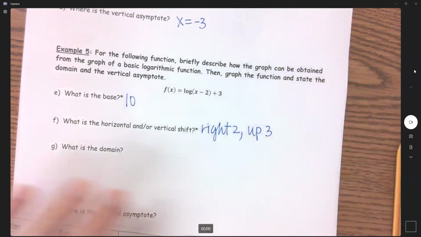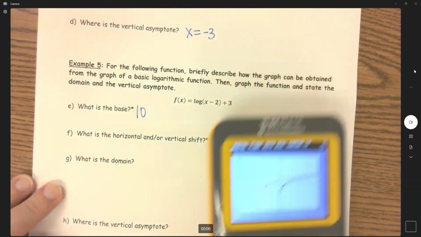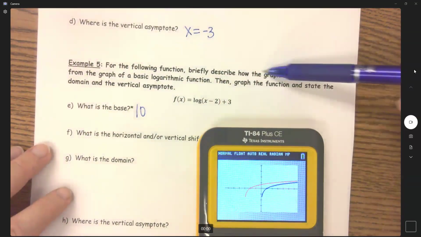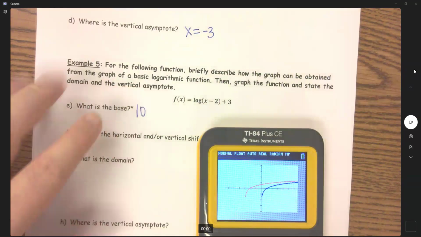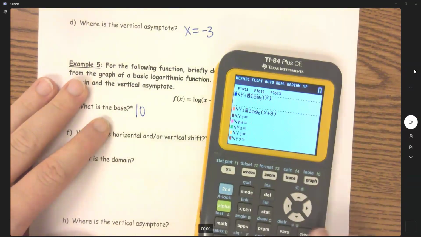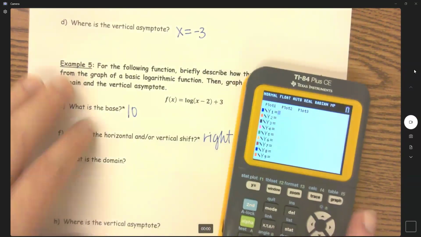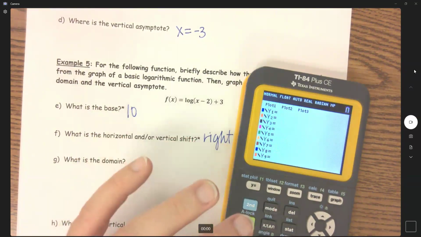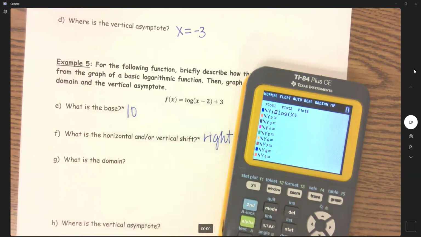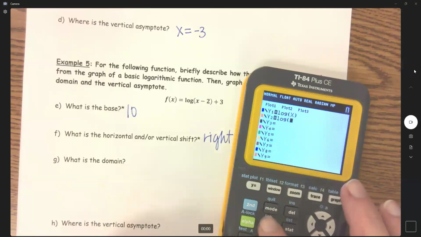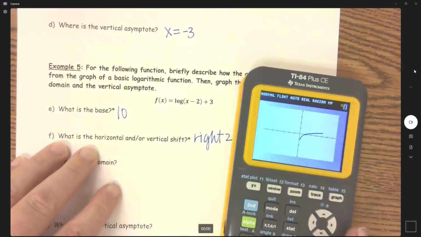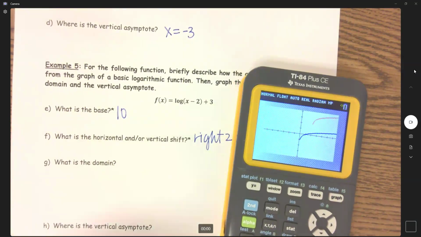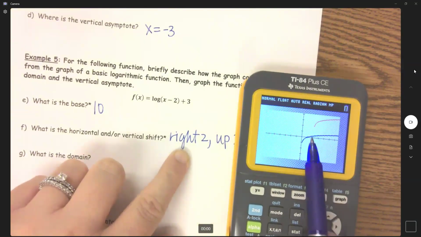So up 3. So let's just take a minute and graph because it wants to know how the graph will be obtained from the graph of the basic one, right? So if we clear these out, if I put log of x, because we can graph common and natural logs in our graph, and then I do log of x minus 2 plus 3. Here's my first log, and here's my second one, moving to the right and up.